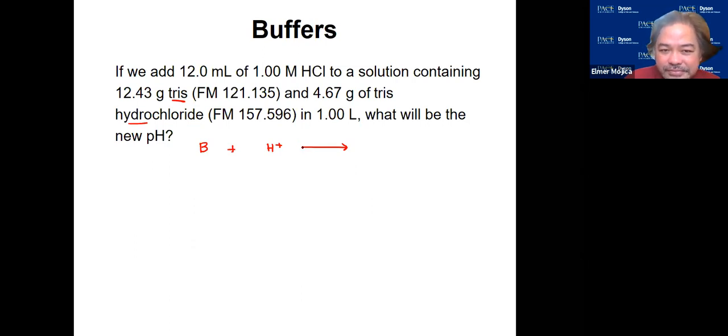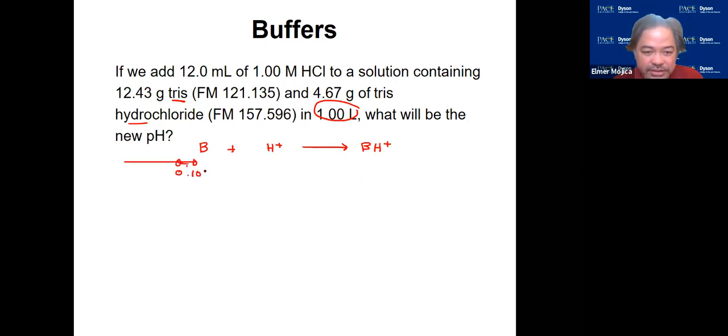Just tris. The tris. Okay, and when they react, they're going to produce the tris hydrochloride. Now remember, they're already in 1 liter. So whatever the molarity numbers that they have, that's just moles over liter. So we said B earlier is 0.1026, and this one is 0.0296 moles. So this is the initial one. So we're now solving for the main problem.